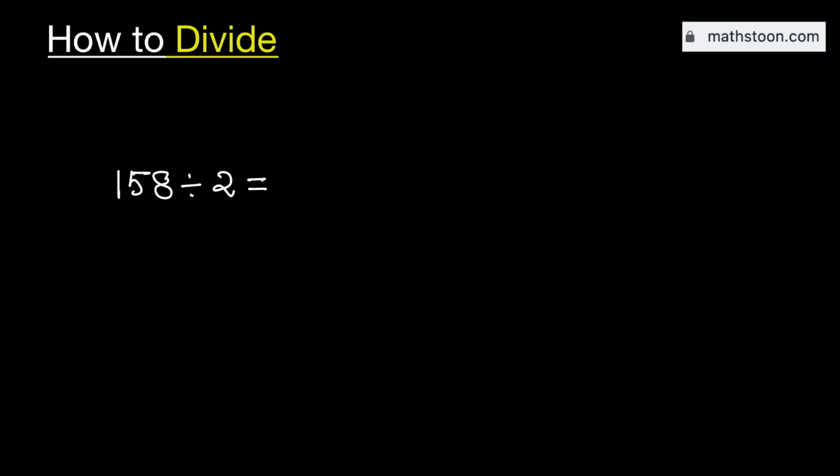In this video, let's learn how to divide the number 158 by 2 using the long division method. Consider the first digit 1. It is less than 2. That is why we will consider the number 15. We know that 2 times 7 is 14.